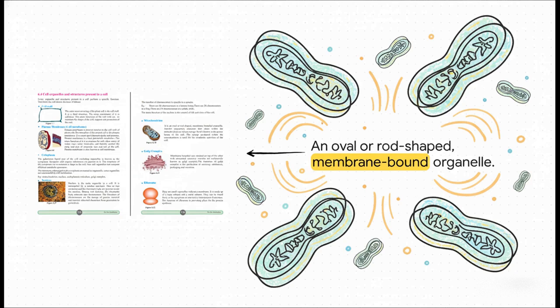This tiny rod-shaped thing is where a process called respiration happens. It's absolutely critical. Without mitochondria, our cells would run out of energy and life would just stop. They're the spark plugs that keep the engine running.